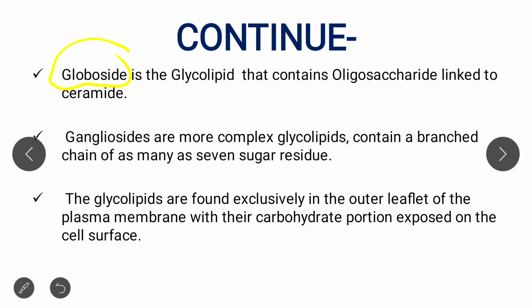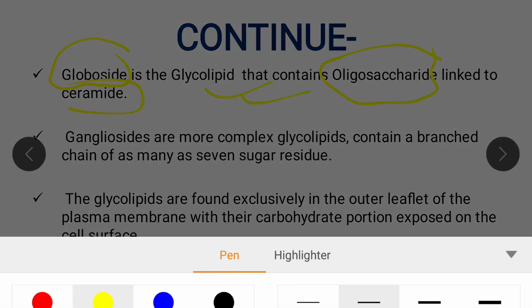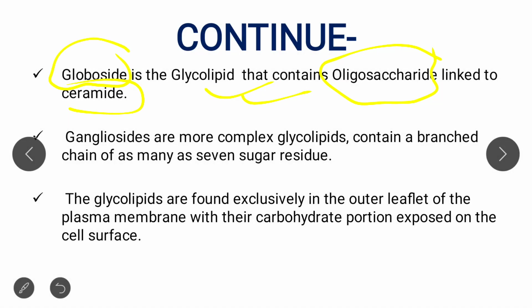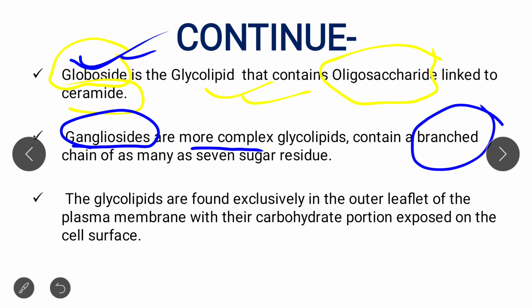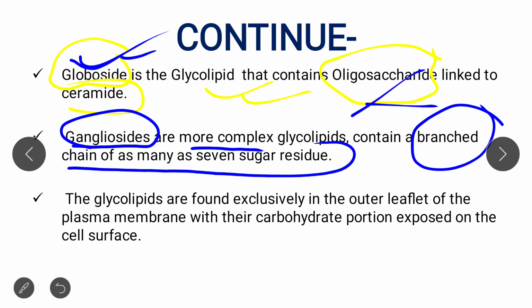Globoside basically contains oligosaccharide that links to ceramide. Clear? Oligosaccharide. And the third one, the most important, is ganglioside. What is ganglioside? Gangliosides are more complex than both cerebroside and globoside, and they contain a branched chain of 7 sugar residues. Branching.